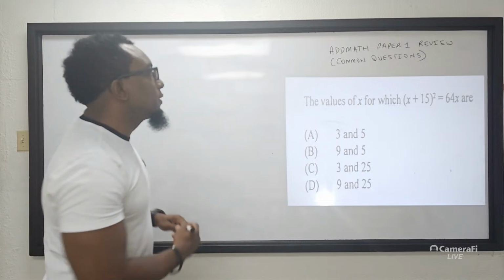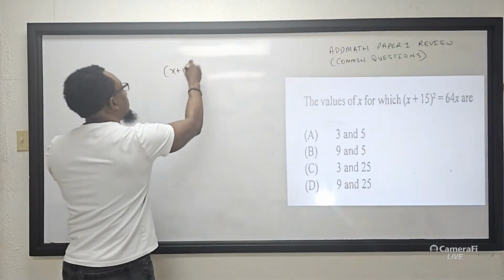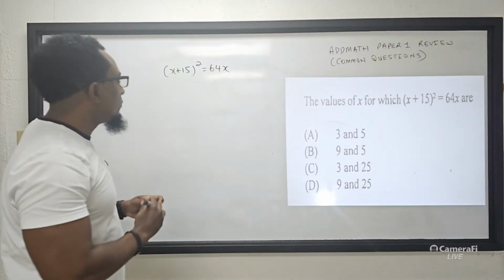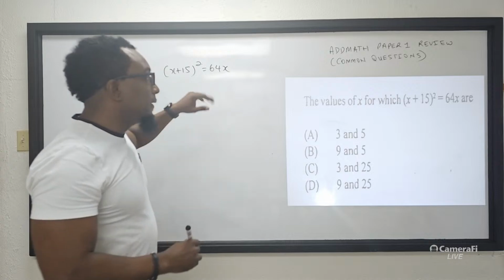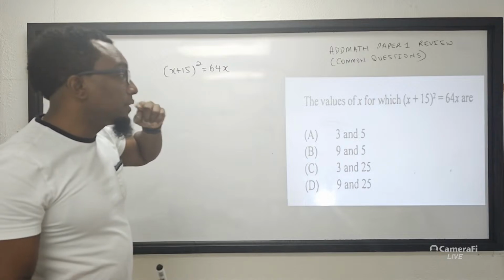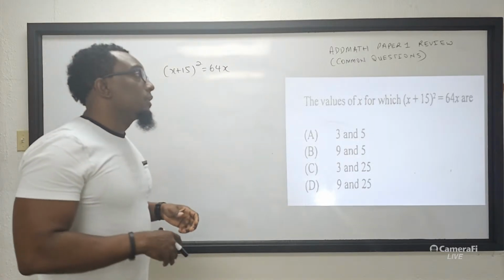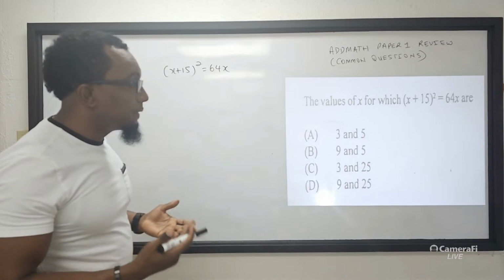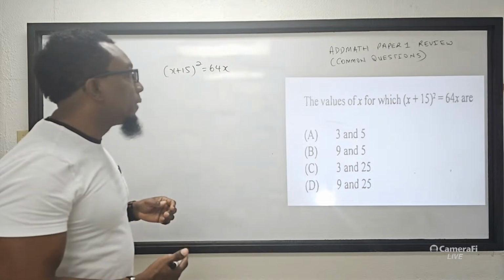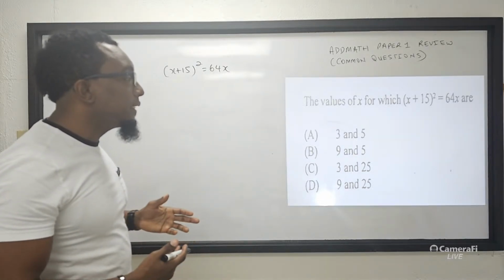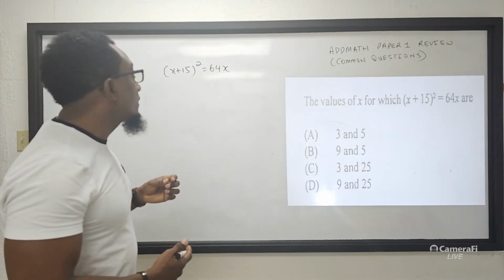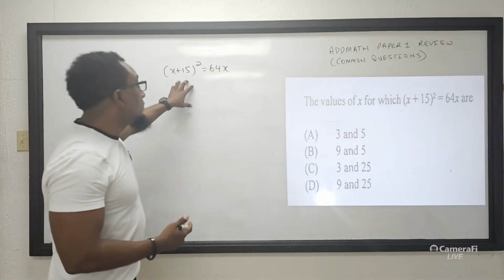Right, so the values of x for which x plus 15 in brackets squared is equal to 64x. Now, this here is a quadratic equation. If we expand it, clearly we're going to establish a quadratic equation. But of course, in solving this, we're looking at time. It's an Addmath exam. We want to determine what values of x can be obtained when we solve this quadratic equation, right?